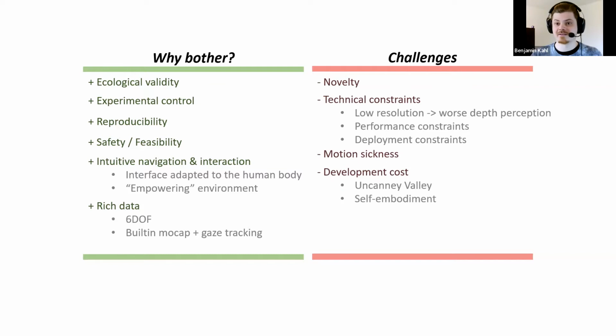There's also self-embodiment. So that's the fact that the user can't see their own body and their own hands in virtual space. There is evidence that this leads to worse performance in certain tasks, and also worse presence.